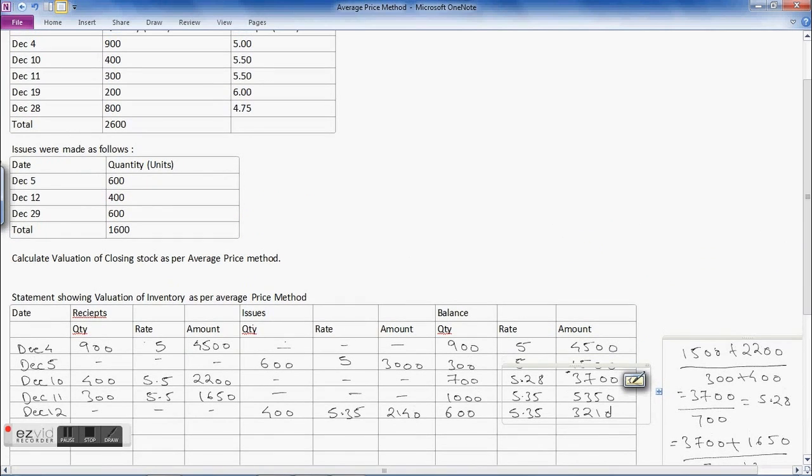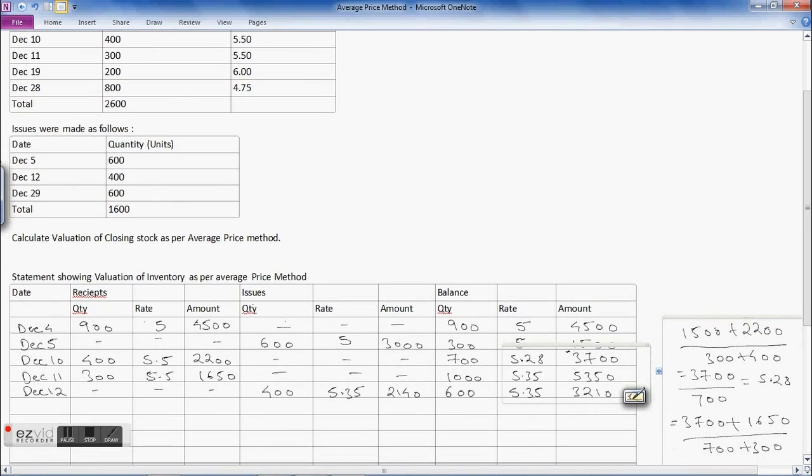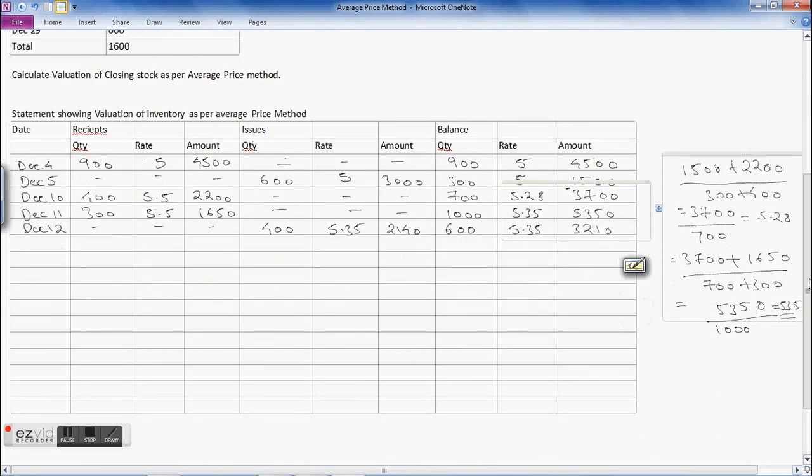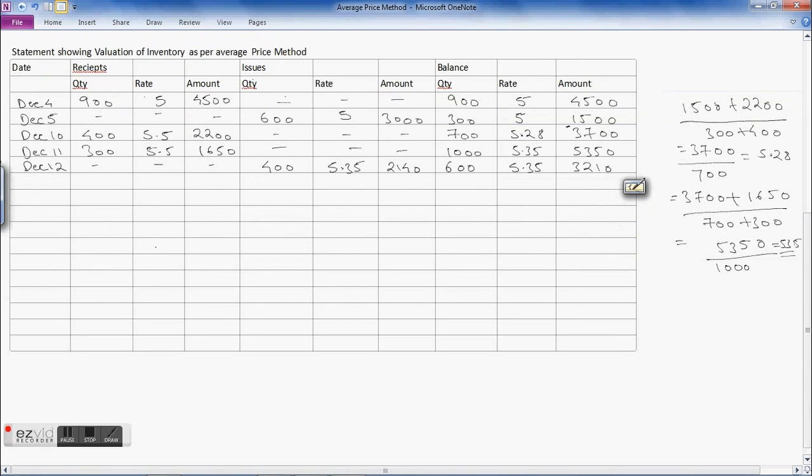December 12. Then you have December 19, 200 units purchased and unit rate is 6 rupees. Okay, so December 19, 200 units into 6, 1200. Now there are no issues on December 19, so it will be nil.